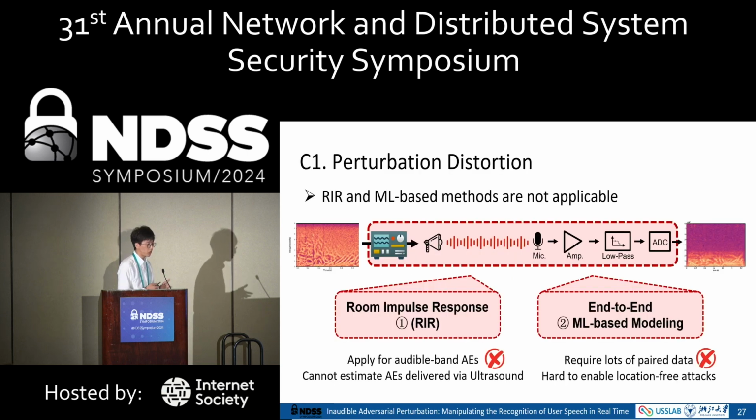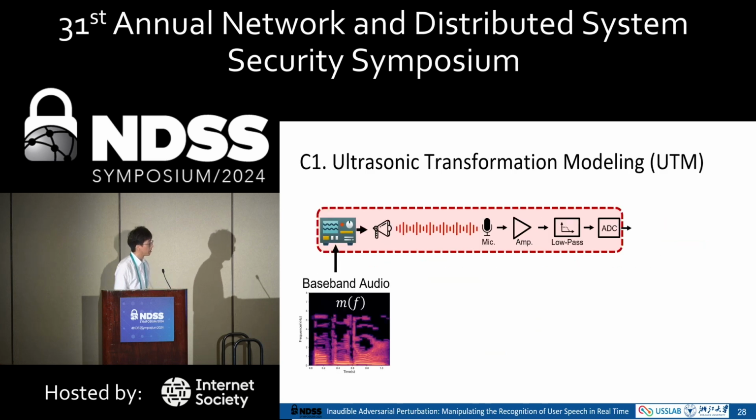For the perturbation distortion challenge, there are 2 mainstream methods. The room impulse response has been widely applied for audible band AEs, but it cannot estimate AEs delivered via ultrasound. And the end-to-end machine learning-based modeling requires too much paired data for various attack distances and varying injection angles, so it's hard to enable location-free attacks. Specifically, we model the ultrasonic transformation to well estimate our perturbation for its received version in the victim device ASR systems.